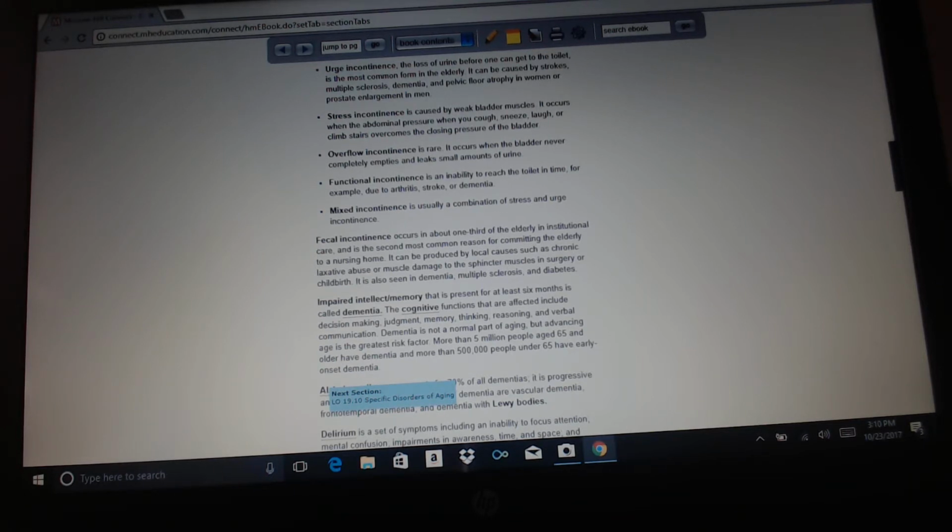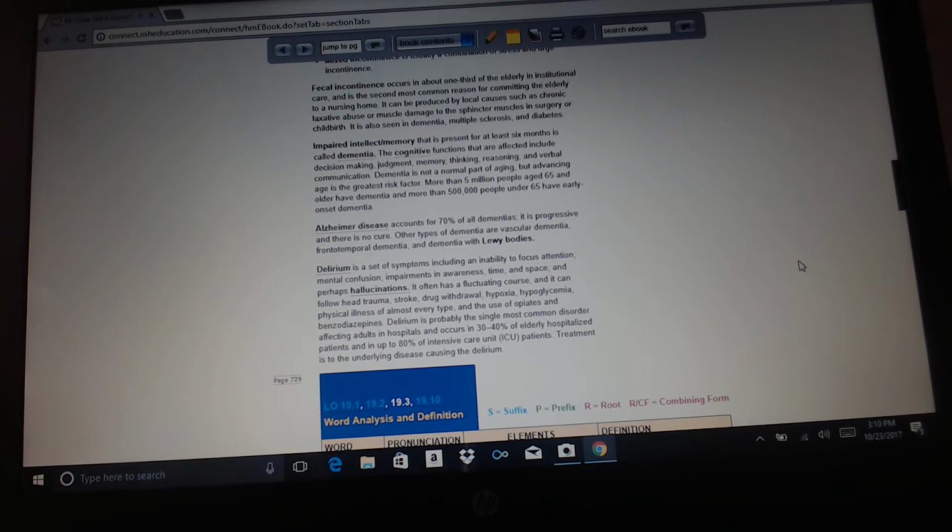Fecal incontinence occurs in about 1/3 of the elderly in institutional care and is the second most common reason for committing the elderly to a nursing home. It can be produced by local causes such as chronic laxative abuse or muscle damage to the sphincter muscles in surgery or childbirth. It's also been seen in dementia, multiple sclerosis, and diabetes.